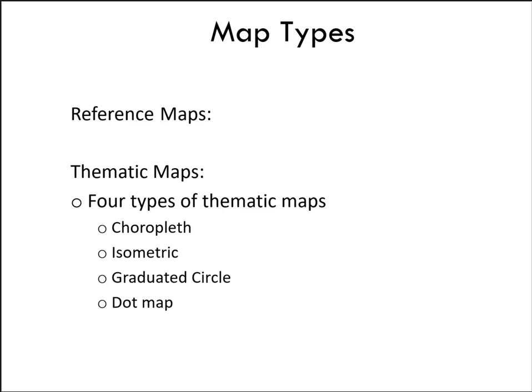And there are four common techniques for depicting geographic data on a thematic map. And these are going to be choropleth, isometric, graduated circle, and dot map. And we're going to look at each of these briefly in the coming slides.